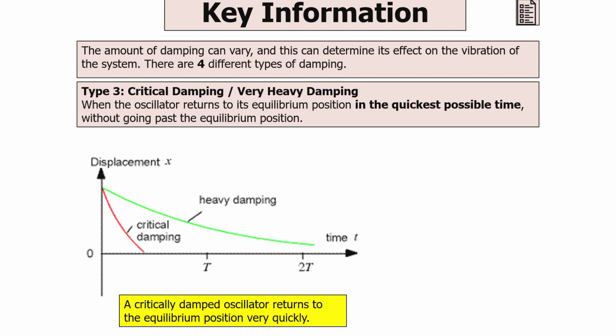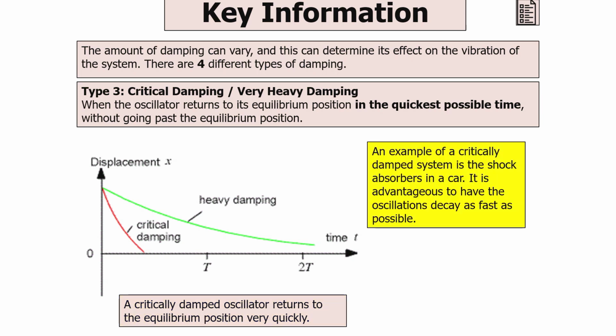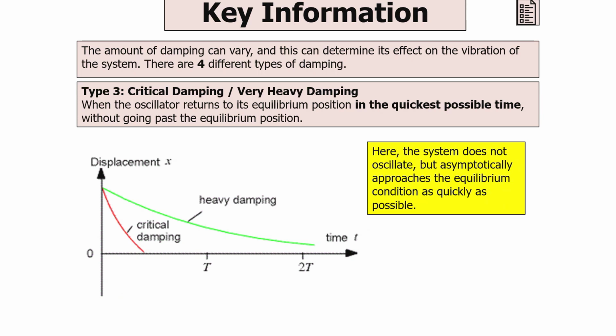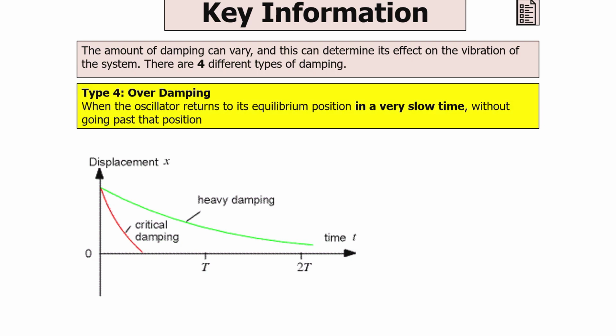So a critically damped oscillator returns to equilibrium position very quickly. An example of a critically damped system is the shock absorbers in a car. It's advantageous to have the oscillations decay as fast as possible. So here the system does not oscillate but asymptotically approaches the equilibrium condition as quickly as possible. So for critical dampening, the graph has a fast decreasing gradient when the oscillator is first displaced until it reaches the x-axis. Now finally, we have overdampening.